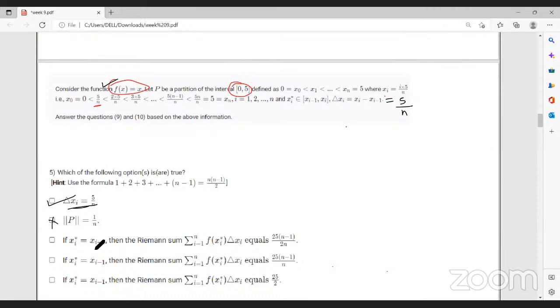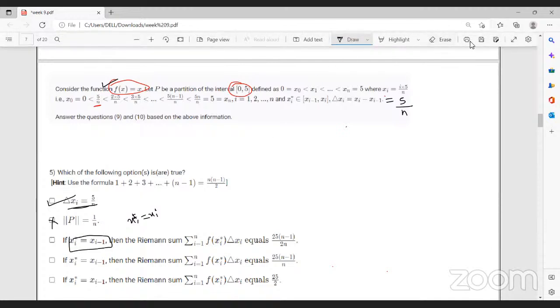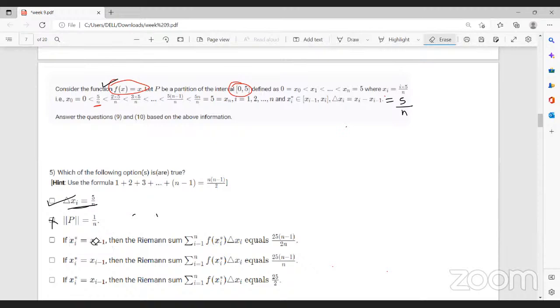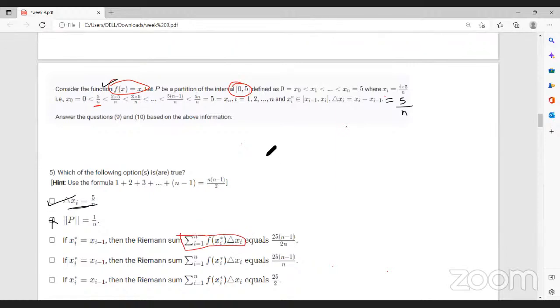Now in the previous question we calculated with xi star equals xi only, right? Now in this question we have to calculate with xi star equals xi minus 1. So what will be the value? Okay, those who didn't understand the previous question, please note here. We have to find out the value of this only, right? Now take the summation from i equals 1 to n. What is f of xi star here? That is xi minus 1.